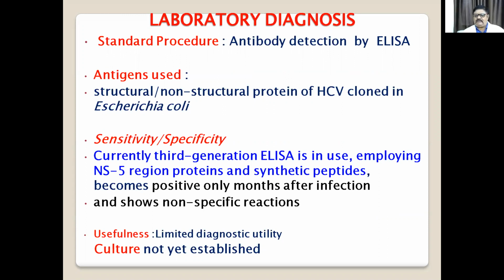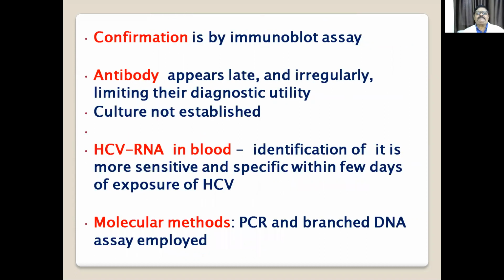Culture is not yet established outside the human body. Confirmation is by immunoblot assay. Antibody appears late, irregularly, limiting the diagnostic utility. And HCV RNA in blood as identification is more sensitive and specific within a few days after infection. So, if you detect HCV RNA by PCR, it is definitely an indication of the diagnosis. And molecular methods, PCR and branched DNA assay, can be done.